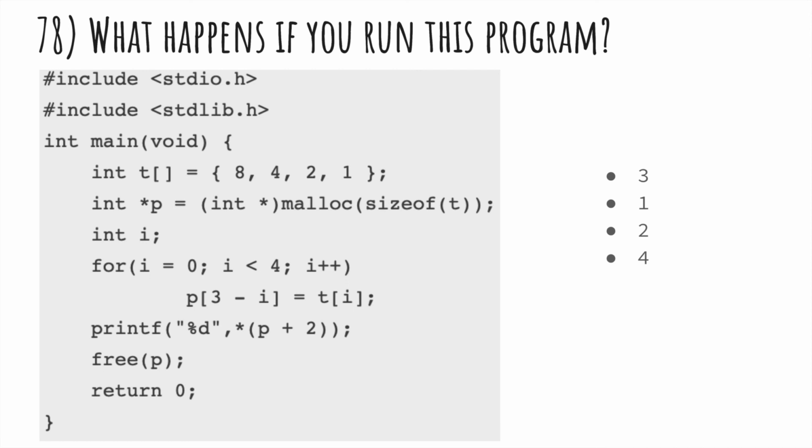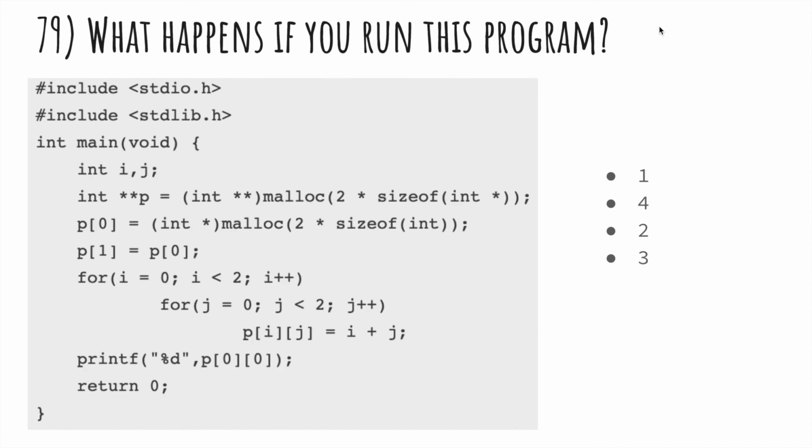We have malloc again, and it's the size of t, so it's 4 integers. And then we have a for loop. And then we'll set p of 3 equal to t of 0, so p of 3 is 8. Then p of 2 is equal to 4, p of 1 is equal to 2, and p of 0 is equal to 1. So in a sense, we're flipping the array, and then we want the third value of p, which is 4. So 4 is our final answer.